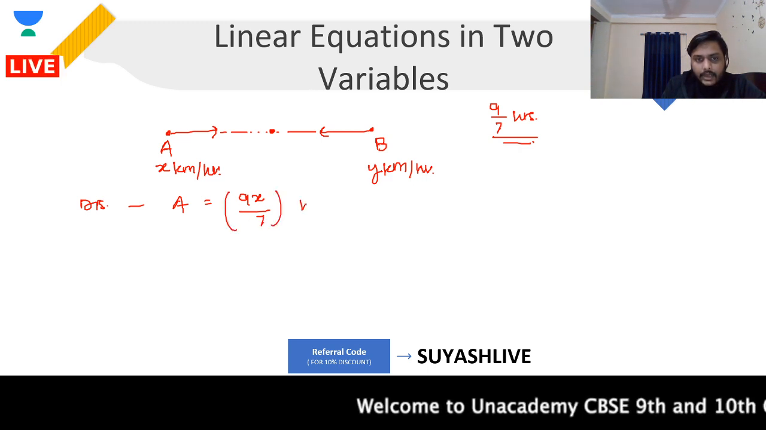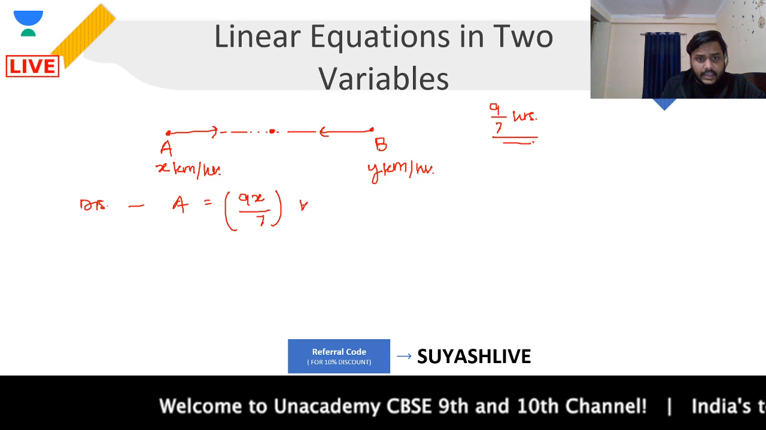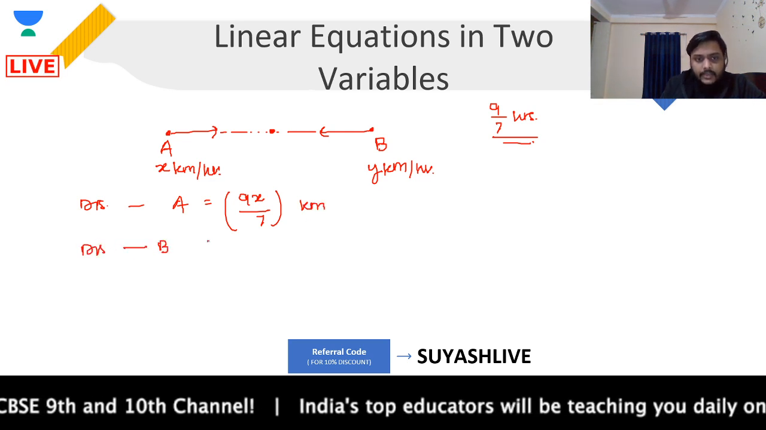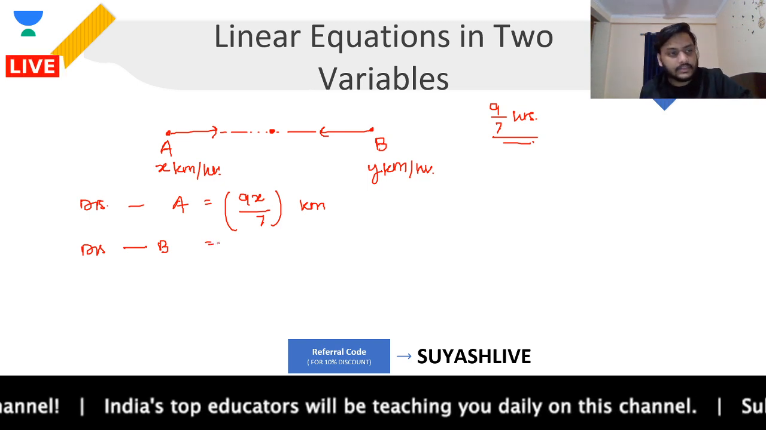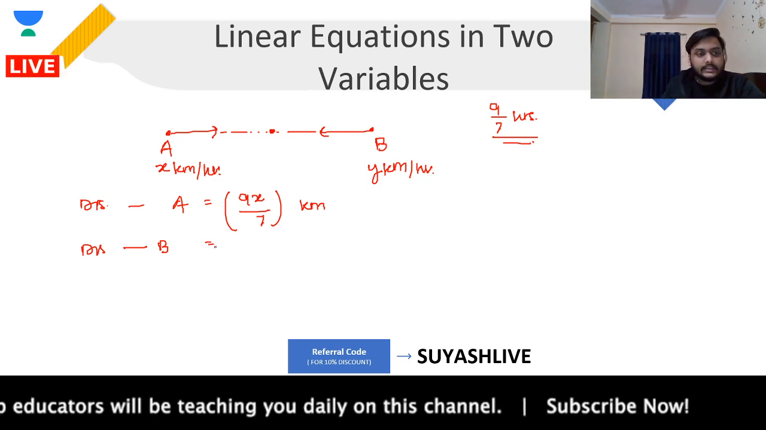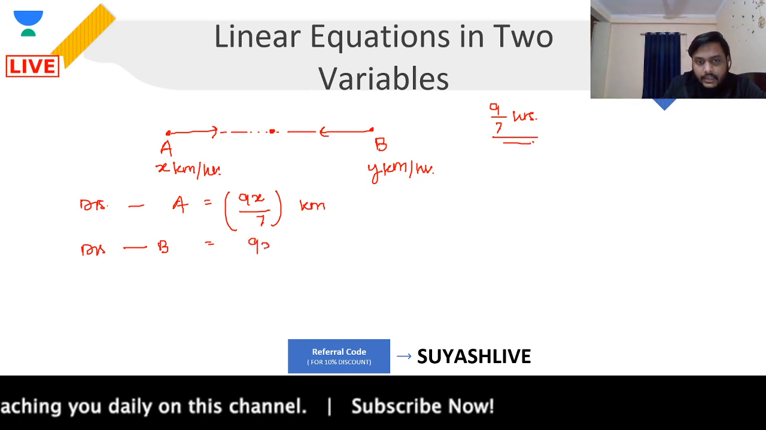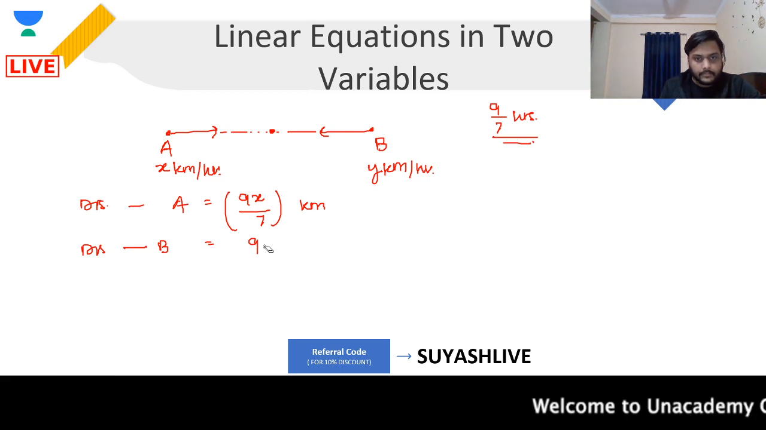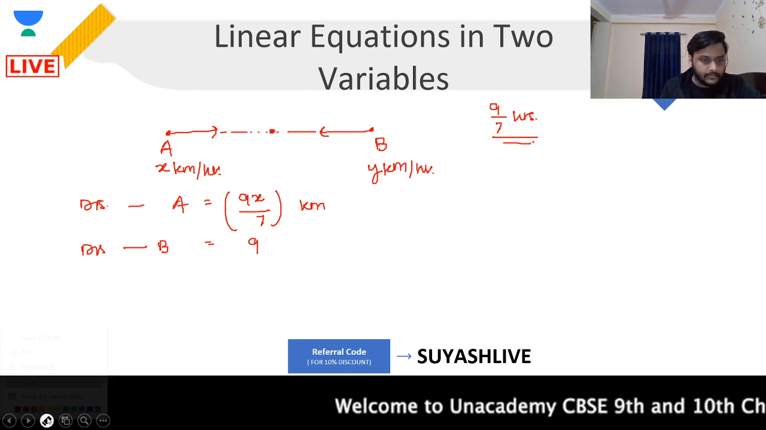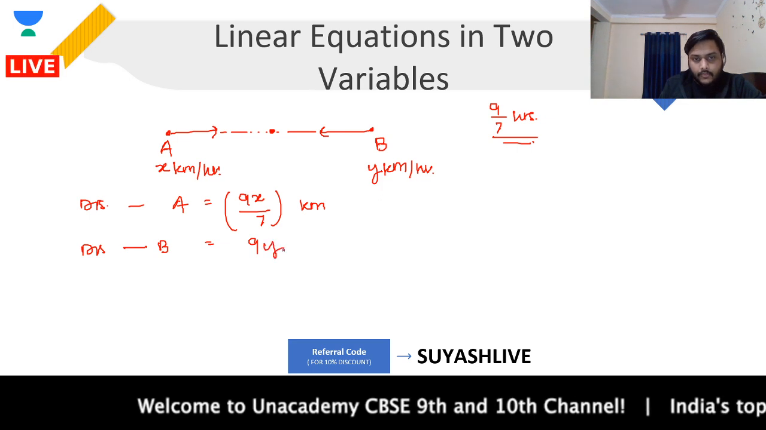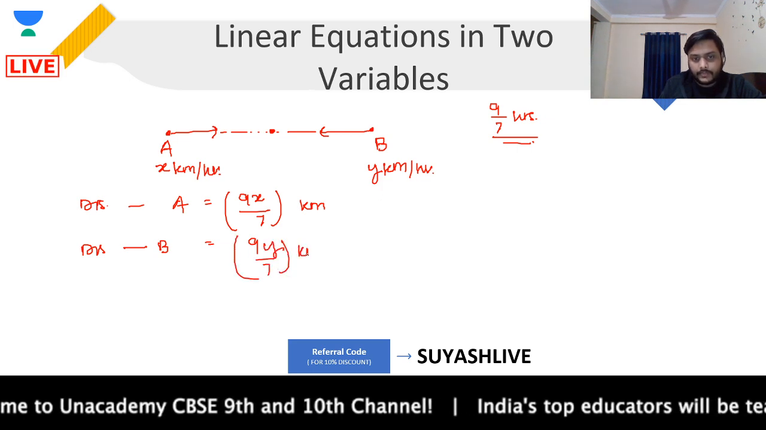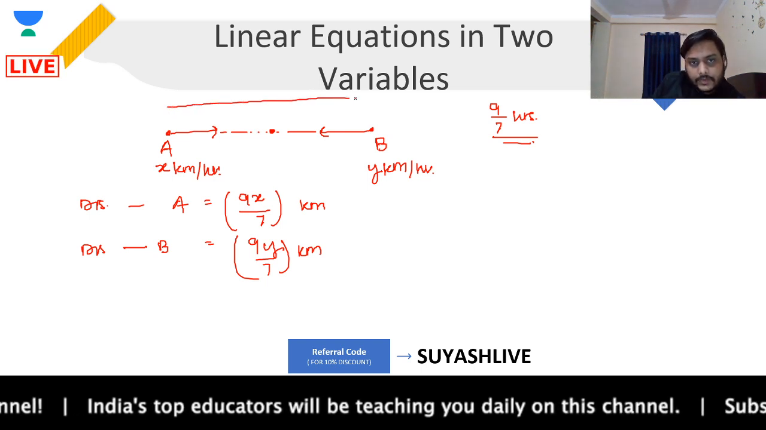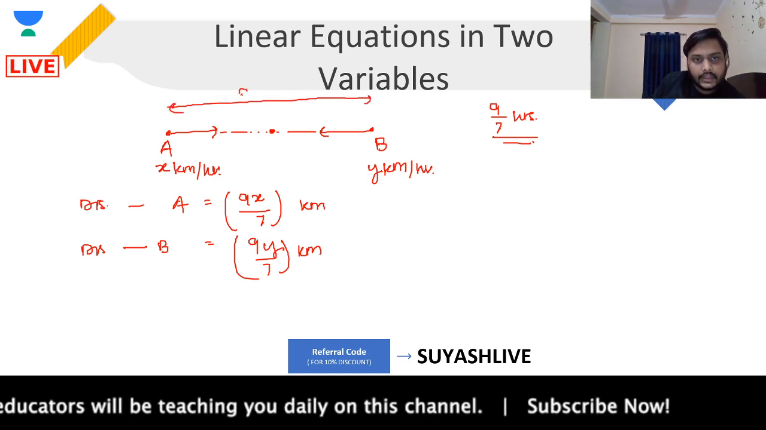This is the distance traveled by A, I can write it in kilometer. In the same way, distance traveled by B is nothing but 9y upon 7, and this is in kilometer. Clear? Now guys, if you see, what is given to me is this. Again, I know that the distance between A and B is equal to 90 kilometer.